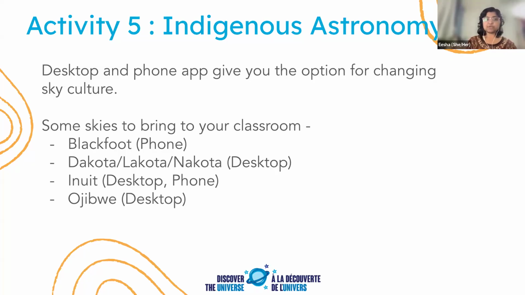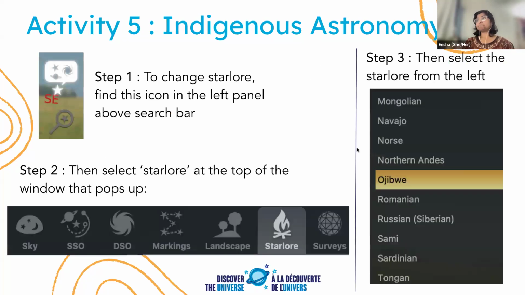On that note, also, if there is a sky culture you are familiar with and Stellarium does not have, you can go on their website and find ways to incorporate your sky culture in there. So that is a neat thing. So how to switch sky cultures on the desktop version? We saw this option earlier when I was going through controls.